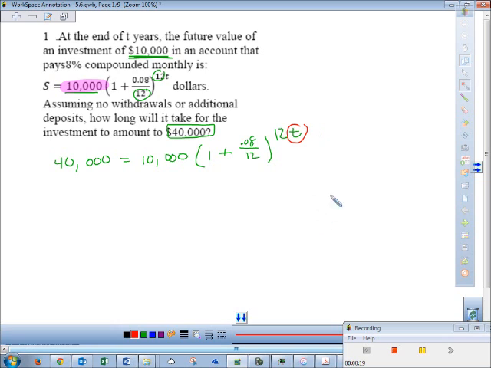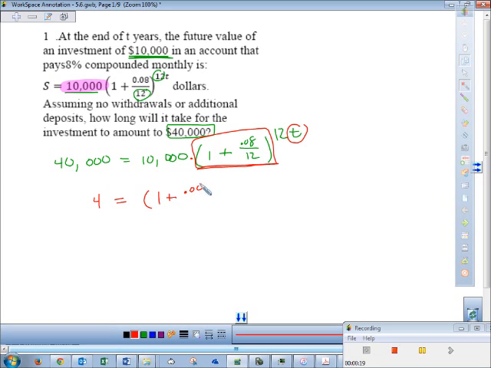So first thing we got to do is realize who the base is. Isn't all of this the base of what's being raised to the exponent? We got to get it all by itself on one side of the equal sign. So we're going to get rid of times 10,000. Divide. What's 40,000 divided by 10,000? 4. And there it is, right there.